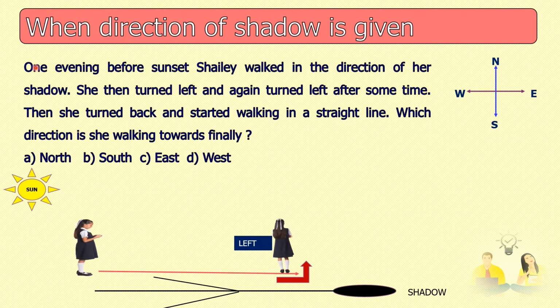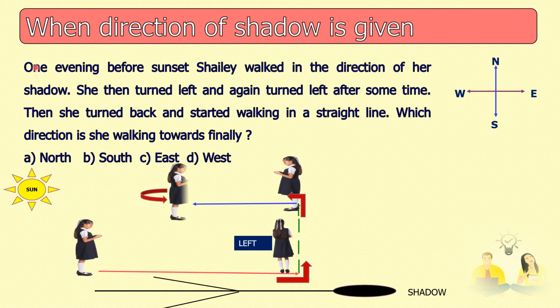She then turned left. Again, she turned left after some time. She then turned back and started walking in a straight line. Which direction is she walking towards finally? So we can see that finally Shally is walking towards this direction, which is east. Our answer is east.